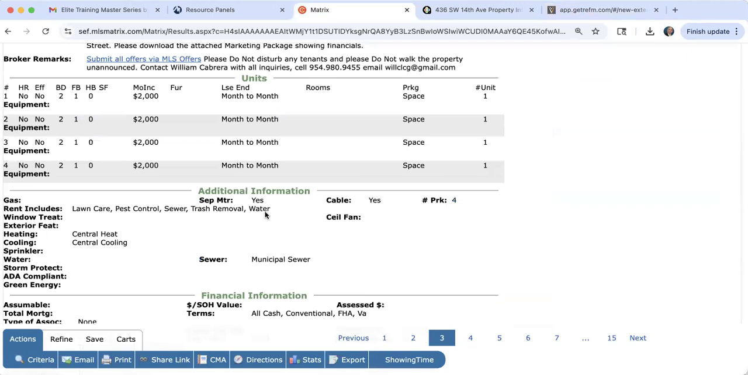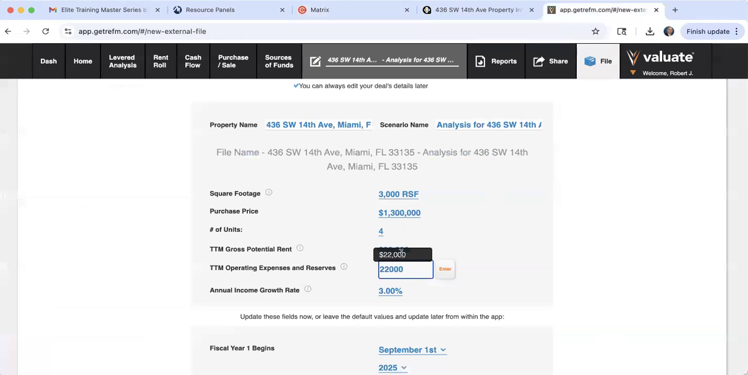So the landlord pays for the water. The tenants pay for electricity. So if the landlord pays for water, then let's assume that water is going to cost us somewhere around 300 a month. All right. This is a 4 unit building, all 2 bedrooms, 1 bathrooms, 300 a month. 300 a month times 12, that's 3,600 a year. All right. So come up here and add another $3,600 to this.